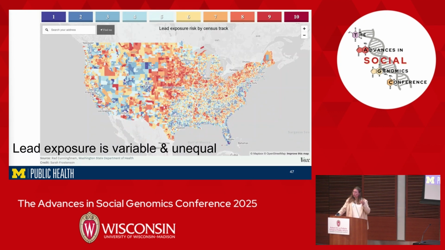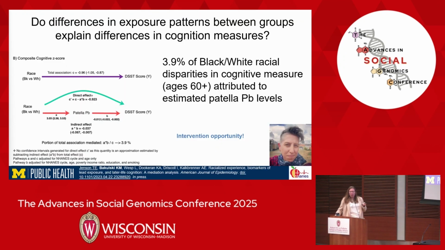And we know, as those of you who are social scientists know very well, that exposure patterns are socially constructed and variable. Here's some data on the distribution of lead levels across the country. And Tara Jensen, one of our trainees, was curious about whether these chemical exposures mediate or perpetuate some of these social responses. So is the racial disparity in cognition observed in this population mediated through those lead levels? And they found a small percentage was.